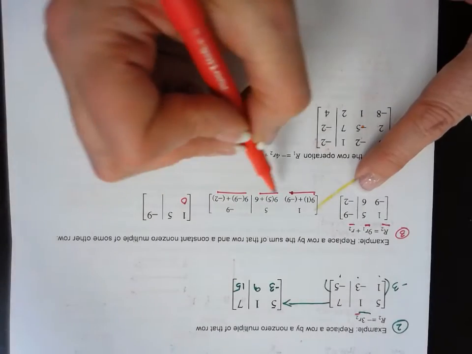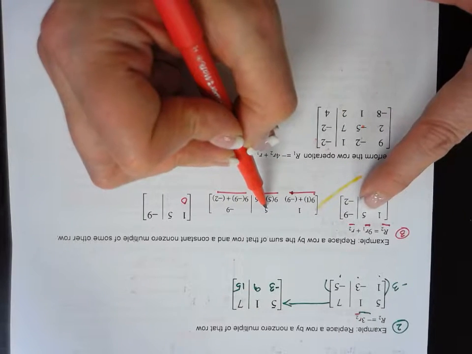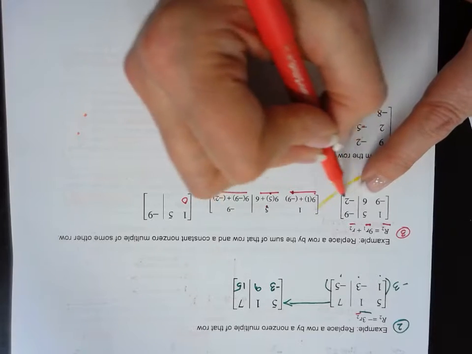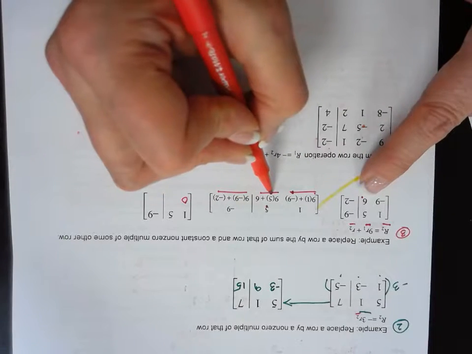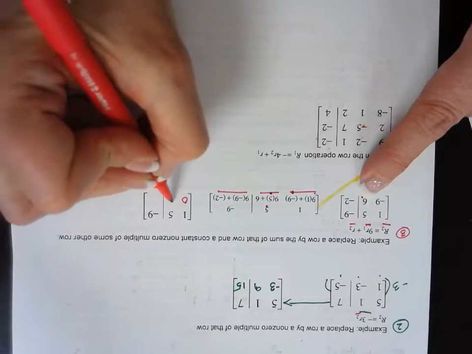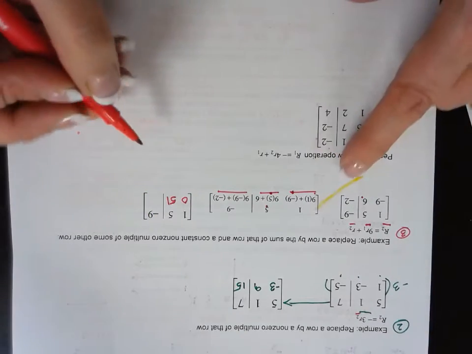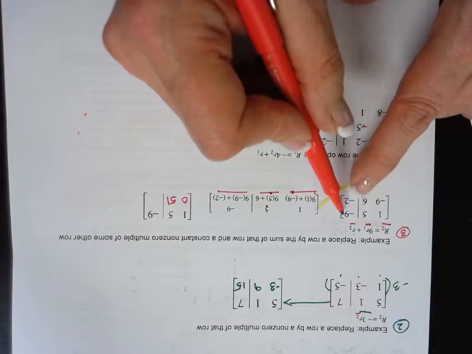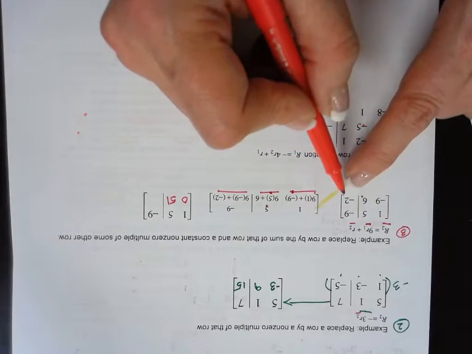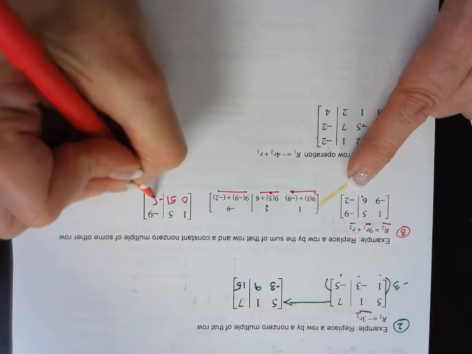Now for my second one, I take 9 times 5, which gives me 45, and then I add it to row 2, which is 6. So 45 and 6 is 51. Then I do it one more time. 9 times negative 9 is negative 81, plus a negative 2 is going to give me negative 83.